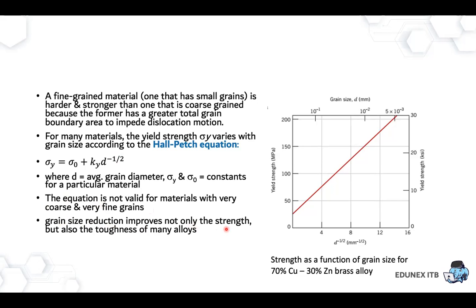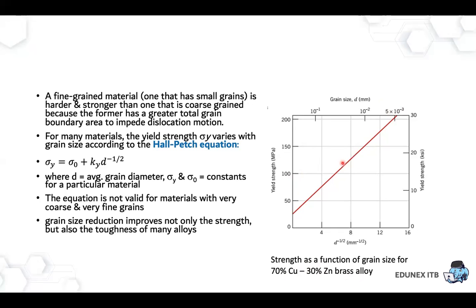Okay, so here is, for example, the graph of strength as a function of grain size for 70% copper and 30% zinc, which is actually a brass alloy. Brass is an alloy of 70% copper and 30% zinc. You can see this is the yield strength in megapascal, and this is the grain size.